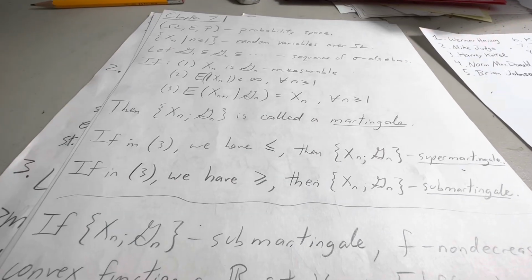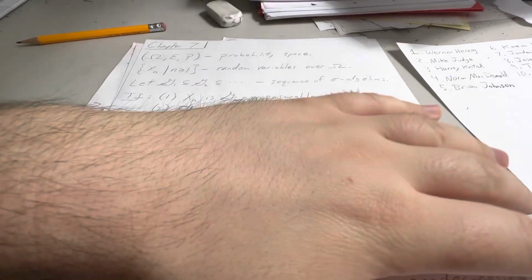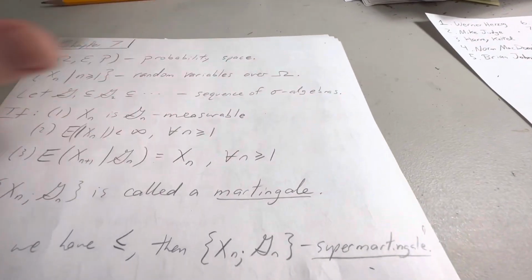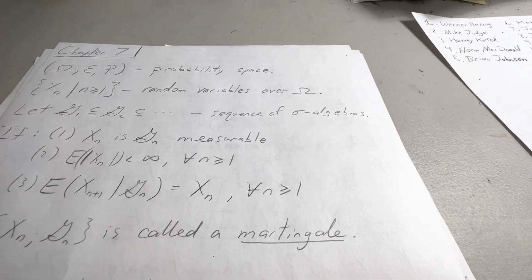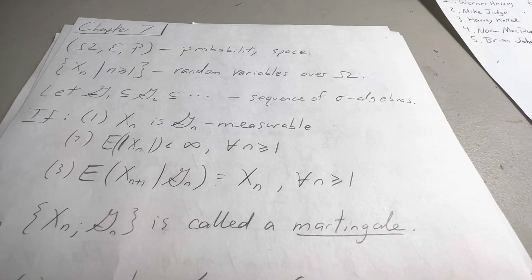All right, so there's a bunch of other stuff in chapter 6, but I decided to skip it because I don't want to be here all day. And then we have chapter 7, which is about martingales, and we'll look at the very first page here.